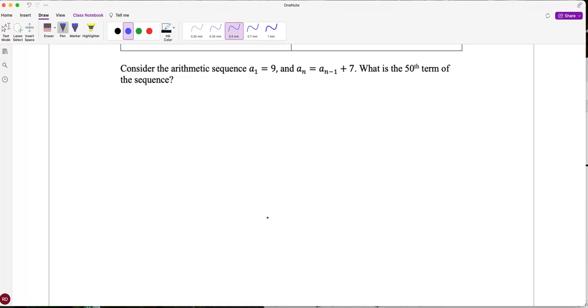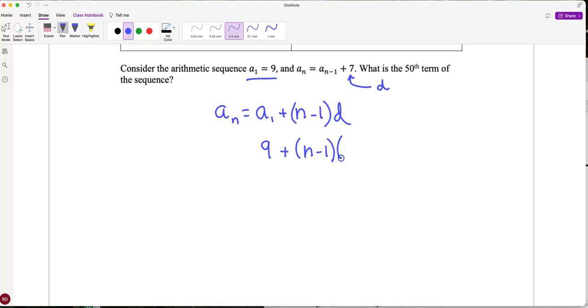Consider this arithmetic sequence. A1 is 9, AN is N minus 1 plus 7. What's the 50th term? Okay, so what this is telling me, that's the first term. This is telling me that that is my common difference. So the explicit formula would be AN is A1 plus N minus 1 times D. You know that A1 is 9. You know that D is 7. So here's my explicit formula.